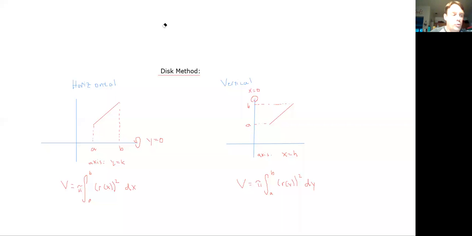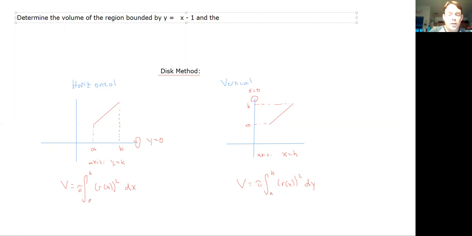So say I give you an equation. Determine the volume of the solid bounded region by y equals the square root of x minus 1. I'll come back and put in the square root in a second. And the x-axis, from x equals 1 to x equals 5.